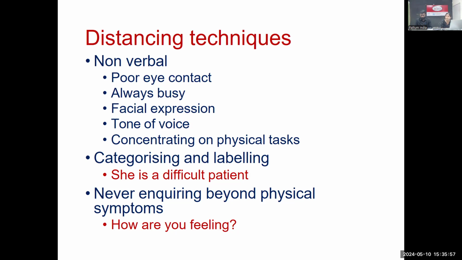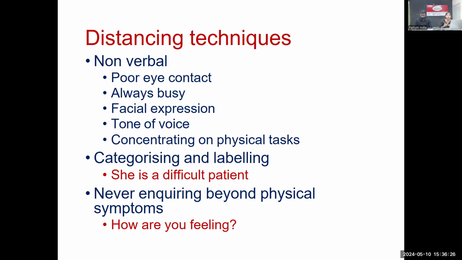So, categorizing and labeling: she is a very difficult patient, I cannot manage her. She is usually like that. Her personality is like that. So it's better not to have a conversation with her. Never inquiring beyond physical symptoms. So instead of going into the emotional side, I'll just stop my questions with the physical side. I'll ask, okay, how is your sleep? How is your appetite? Are you taking meals every day? Okay, fine, that's it. How is your pain? Okay, fine. Chalo, bye, goodbye.